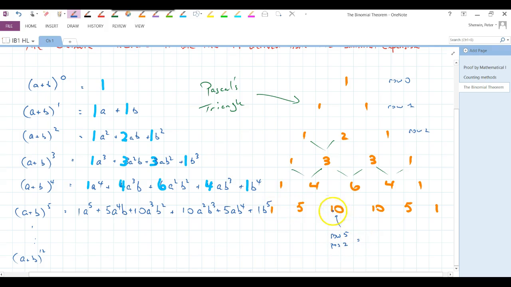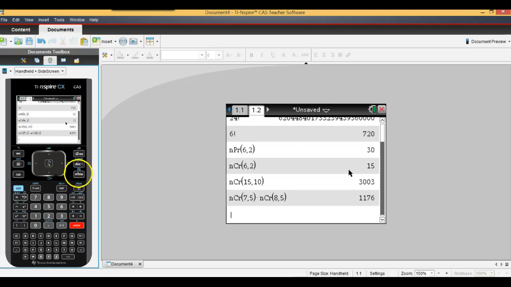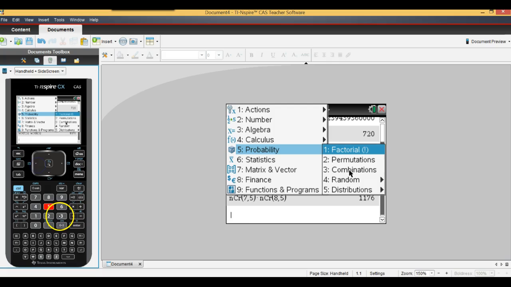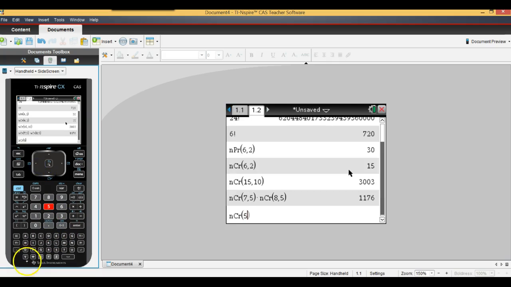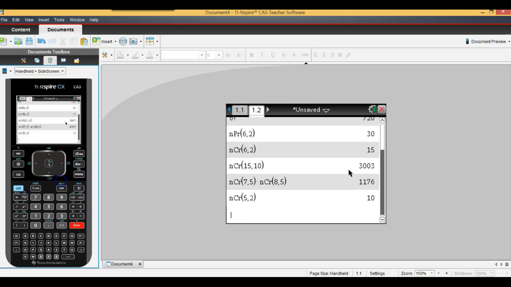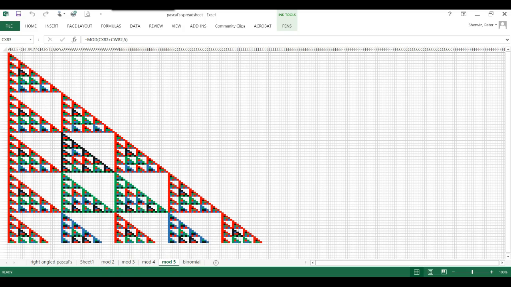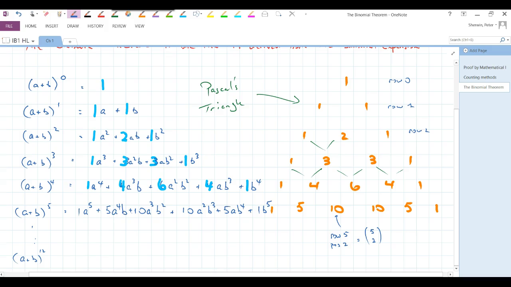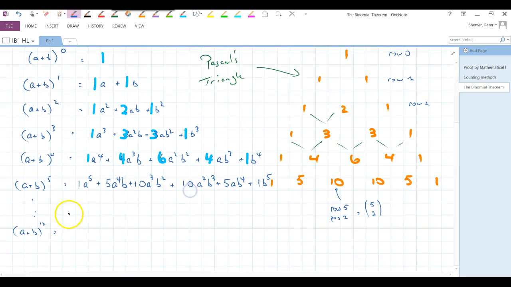And what we can do to find the coefficient in that position is calculate 5C2. So if we go in and do that now, I'll just punch that in. It's a combination, 5, 2, hit enter, and you can see that's 10. So if we want to find out what (a + b)^12 is, the coefficients start with 12C0, which is 1. Anything nC0 is equal to 1. That's something we need to know.